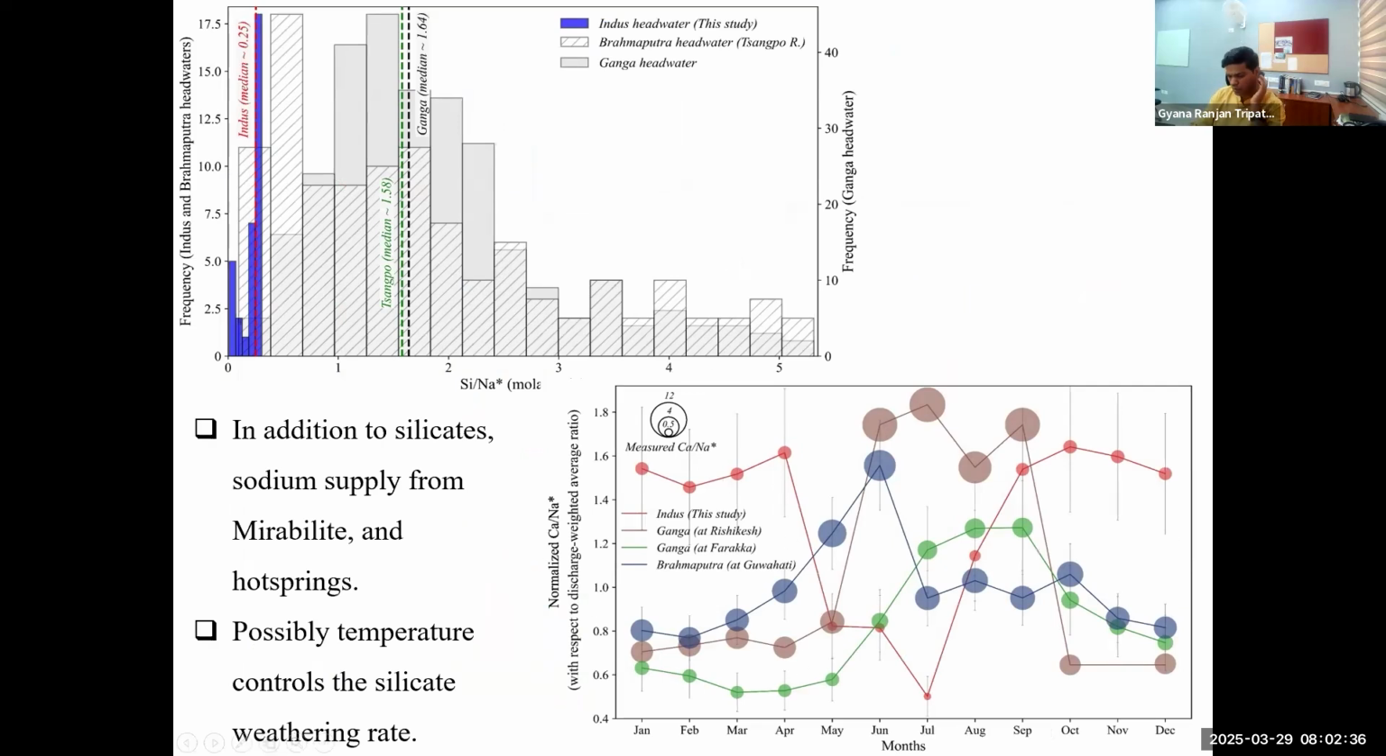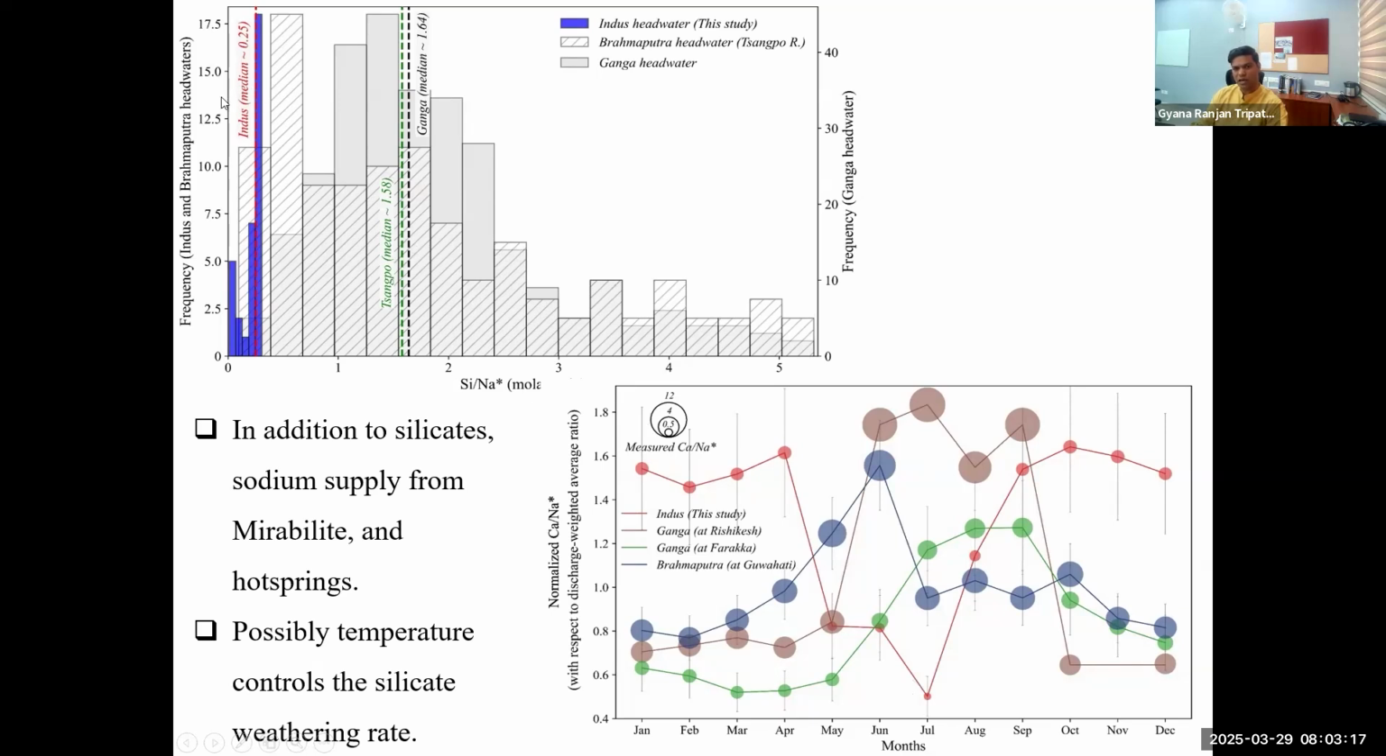If you see the lower plot, basically the calcium by sodium, which is an indicator of silicate versus carbonate weathering. If you see the Ganga river systems, these calcium by sodium values are actually higher during the monsoon period, showing that in the monsoon the carbonate weathering is higher. Whereas in the case of Indus, initially they are much lower. The calcium by sodium ratio is lower compared to the other phases, and this is not consistent with Ganga and Brahmaputra.